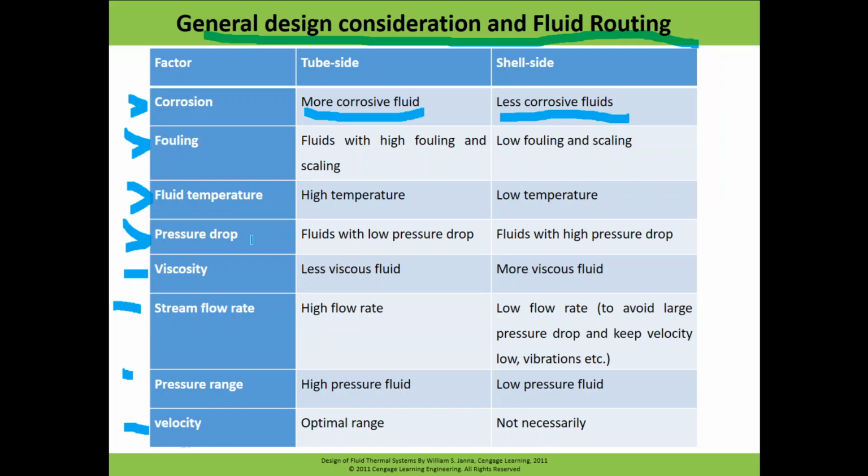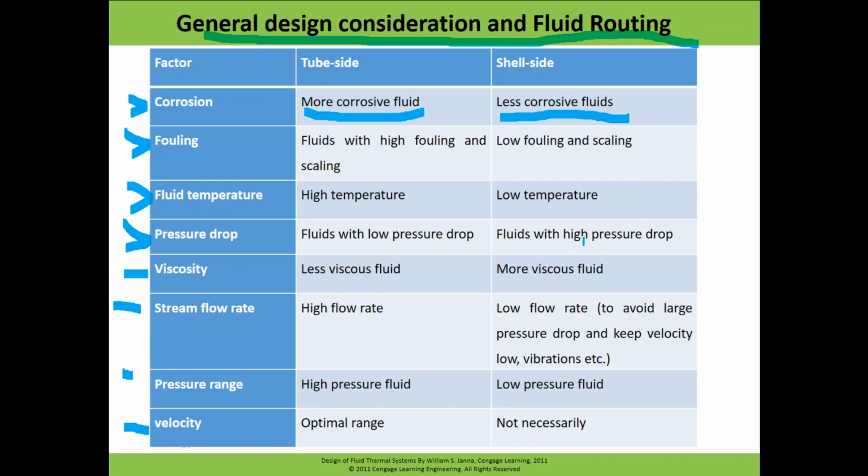So for the pressure drop, which fluid do you expect will have the higher pressure drop? Usually the fluid with low pressure drop tendency should flow in the tube. The low pressure drop tendency and the low viscosity basically go together, because if the fluid is less viscous, it has less pressure drop tendency. So the less viscous fluid with less pressure drop tendency should flow in the tube side, whereas the high viscosity fluid which causes high pressure drop should be allowed to flow through the shell side.